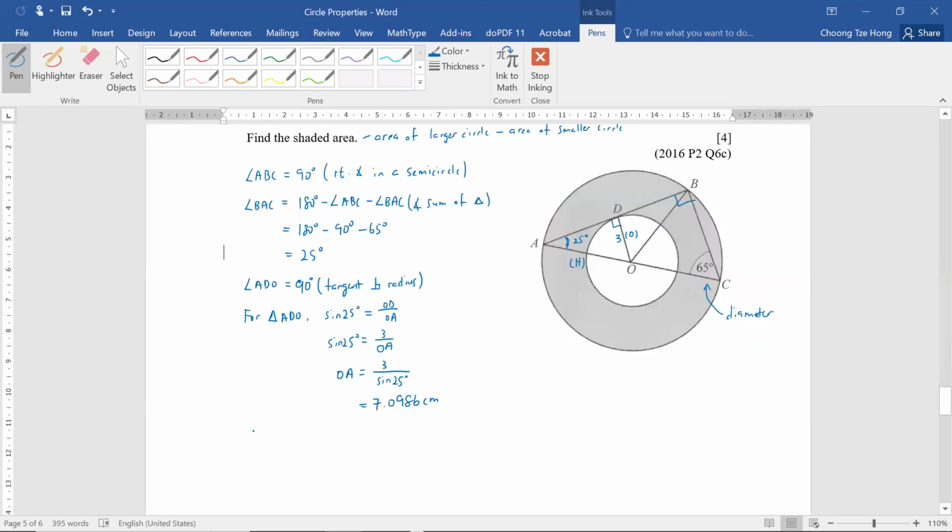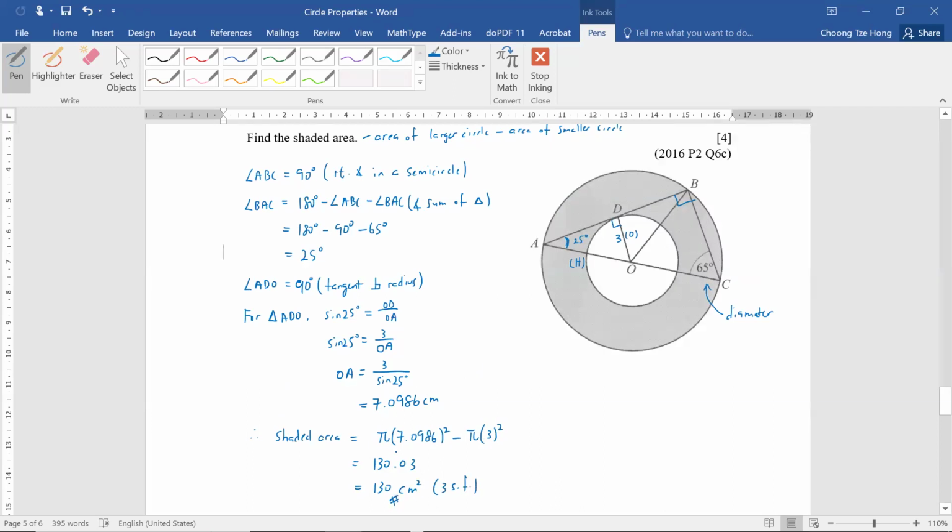Therefore, we can find the shaded area. The shaded area will be the area of the larger circle, where area of a circle is pi r square, minus the area of the smaller circle. The radius of the smaller circle is just 3. If we work it out, we'll get this answer, which we round off to 363.